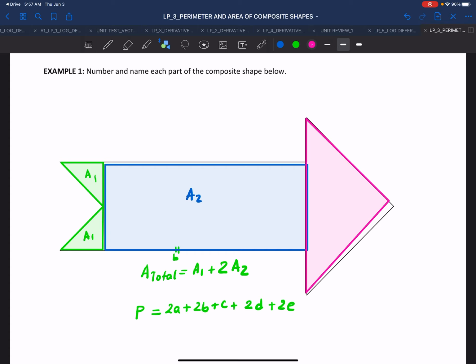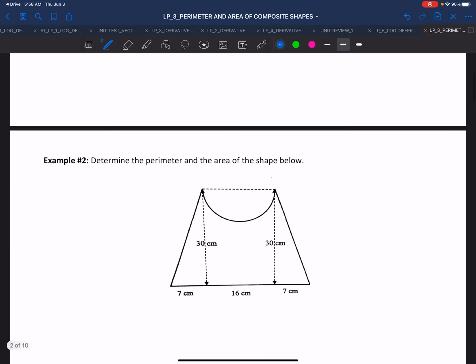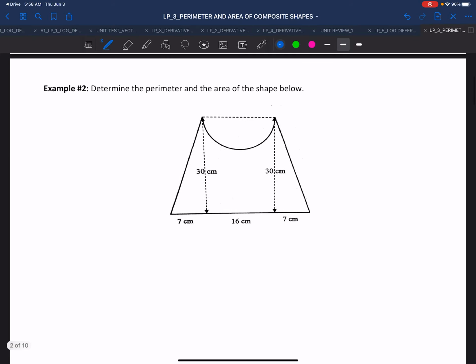So again, as we were discussing before, different ways to decompose the shape here, right? So we're going to say that the area total is equal to 2A1s plus A2 plus A3, right? So let's get started now to practically find the area and the perimeter of some particular shape. So we're going to get started with example number 2. So we're trying to find the perimeter and the area of this shape in here.